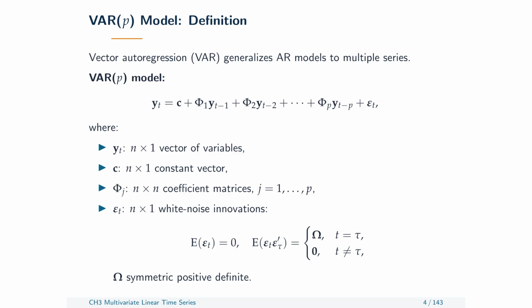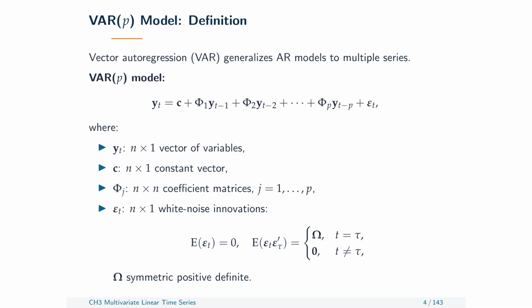A vector autoregression, or VAR, generalizes an autoregression to a vector of variables. In a VAR of order p, the current vector y equals a constant vector plus coefficient matrices multiplying p lagged y vectors, plus an innovation vector. Every equation may include lags of every variable.